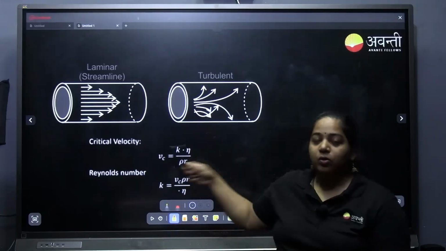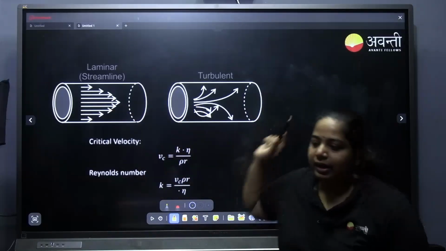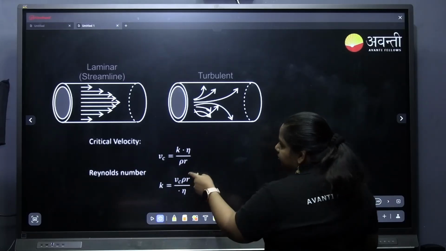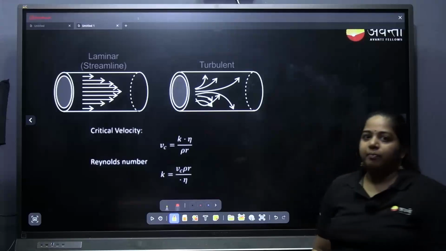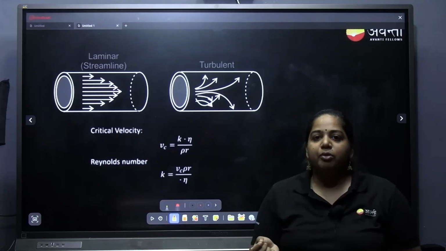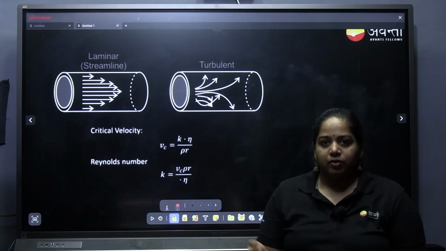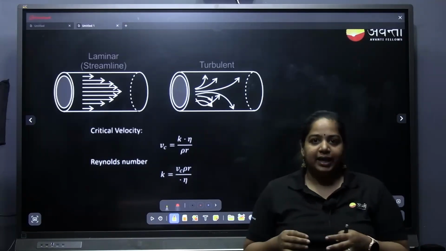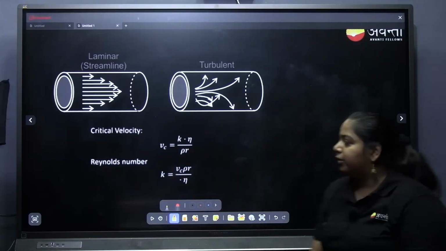So we know that it depends on speed. Streamlined flow and turbulent flow depend on the speed. That speed is called critical velocity. There is a maximum velocity for every type of fluid above which it will become turbulent flow. It is the maximum velocity for which it can flow in streamline. If you increase velocity more than that, it will become turbulent flow.